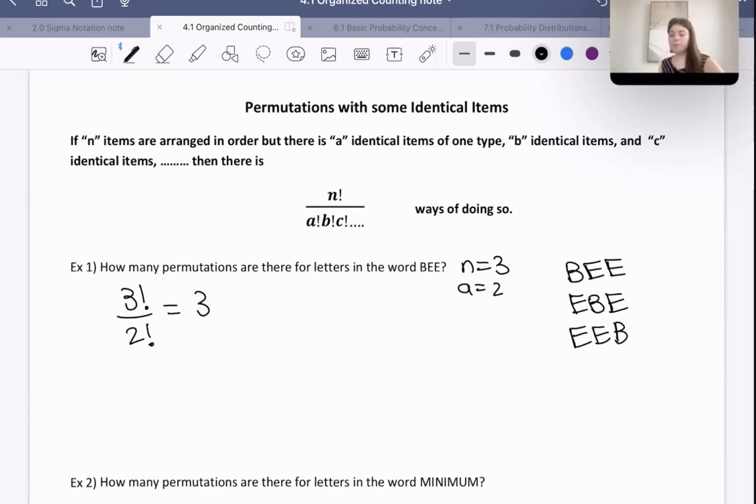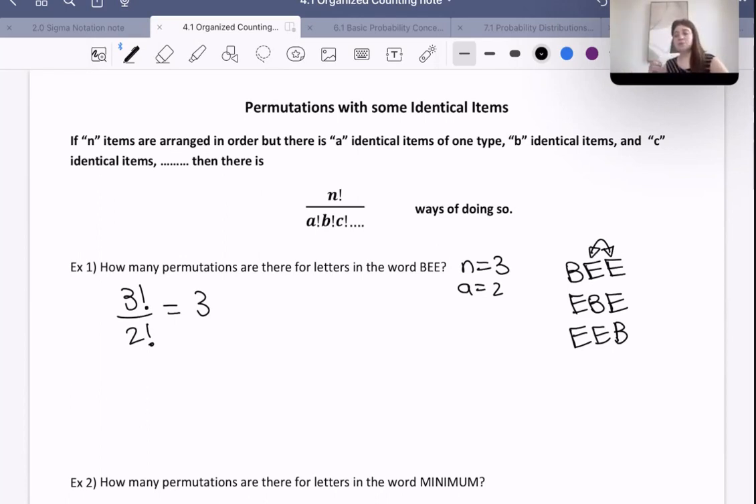Now, normally, if we have a 3-letter word, there's 6 ways to arrange it, right? There's 6 ways to arrange those letters, or there's 6 permutations. And here there would be 2, except that the E's are the same. So if we were to swap around these E's, we would get the same thing. We'd get BEE again, right?